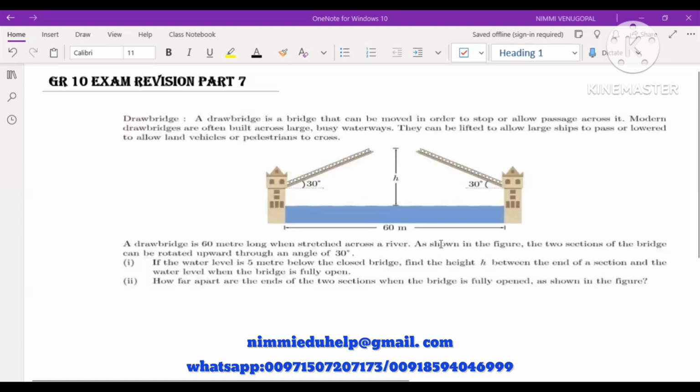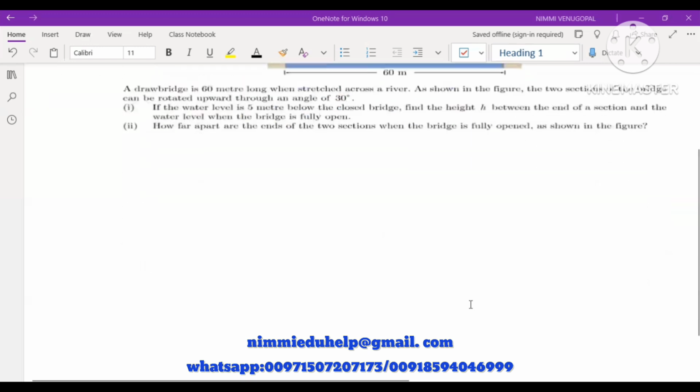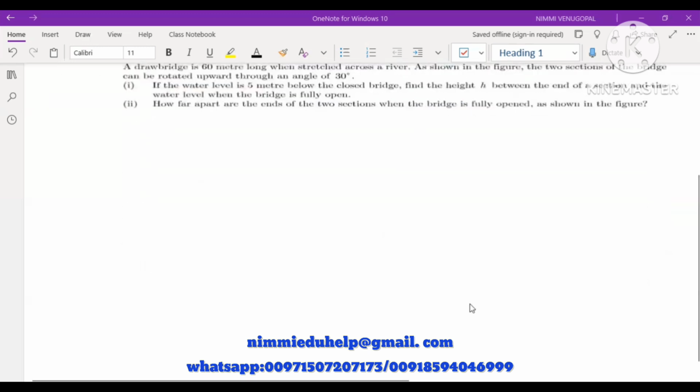Now, the question is: a drawbridge is 60 meters long when stretched across a river, as shown in the figure. The two sections of the bridge can be rotated upward through an angle of 30 degrees. First question: if the water level is 5 meters below the closed bridge, find the height between the end of a section and water level when the bridge is fully open. First we need to redraw the same picture to do our problem easily. When the bridge is stretched like this, it should be 60 meters.